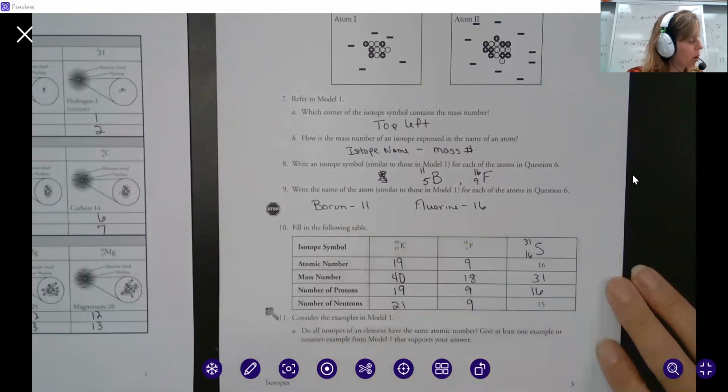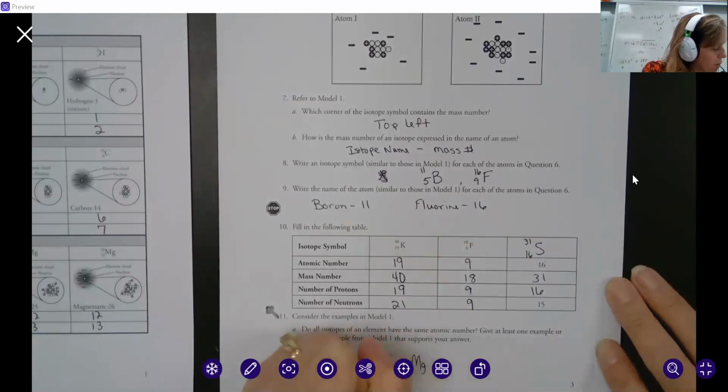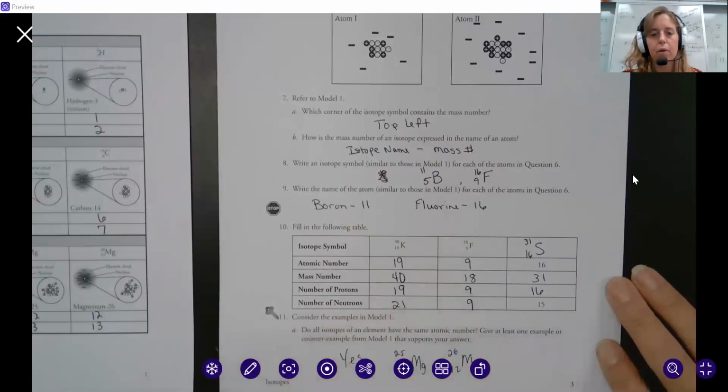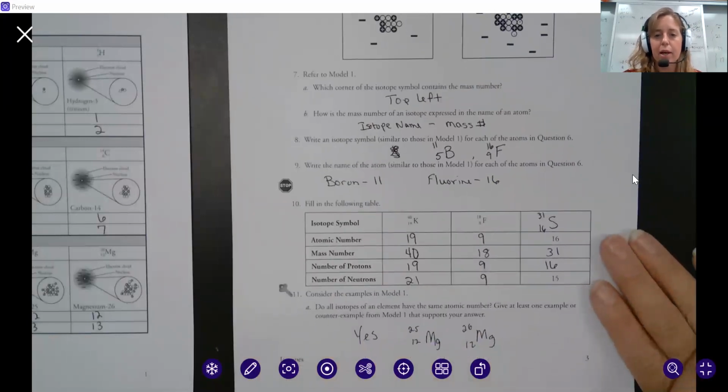Do all isotopes of an element have the same atomic number? Yes. Give at least one example or counterexample from Model 1 that supports your answer. So let's just use magnesium. We have magnesium-25, which has 12, and then we have magnesium-26, which also has 12 for atomic number. So do they both have the same atomic number? Yes, which means they both are the same element, just different mass numbers.